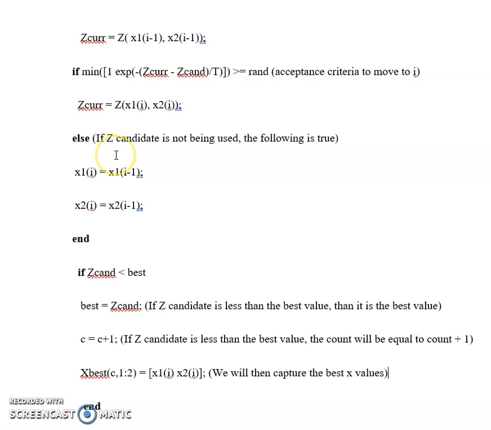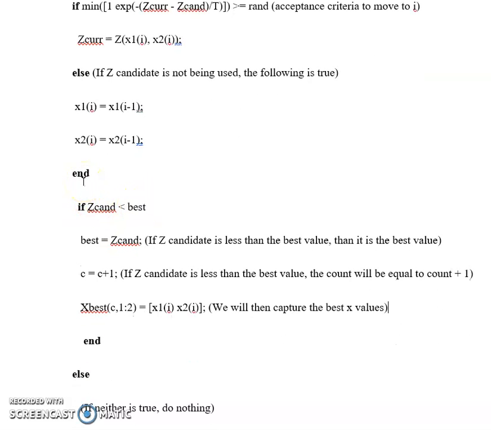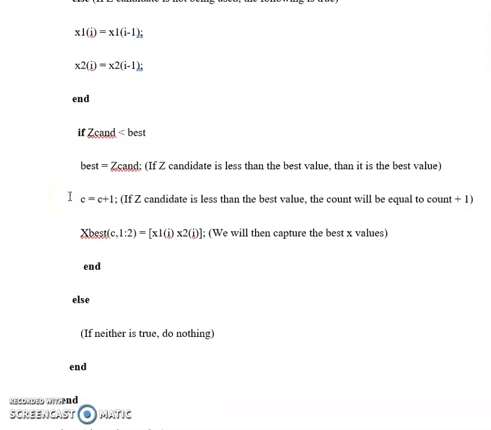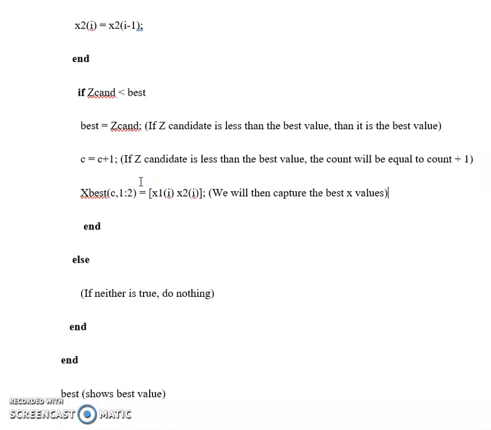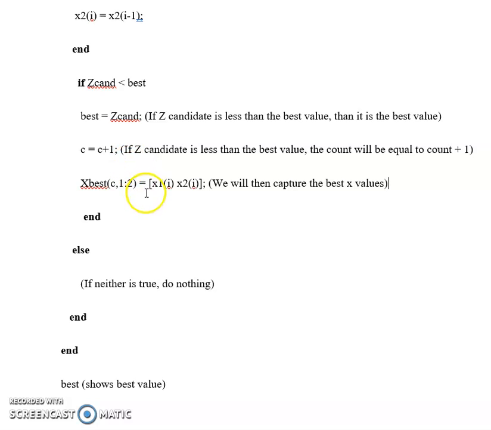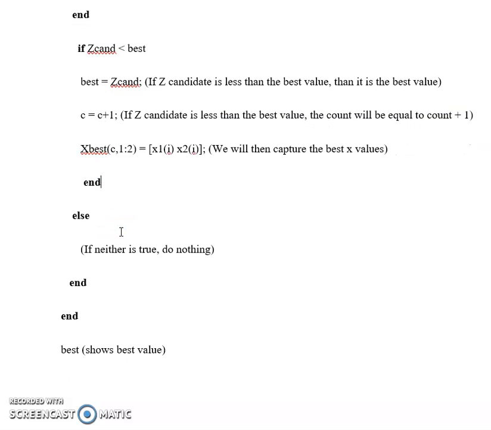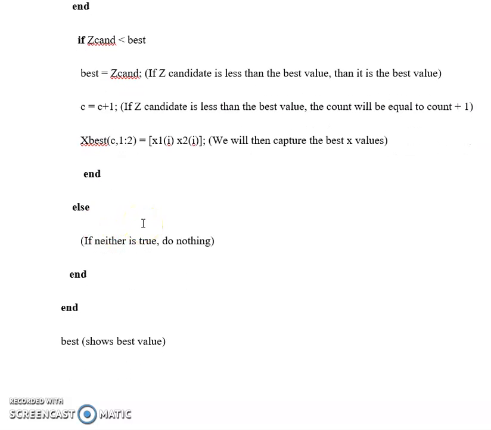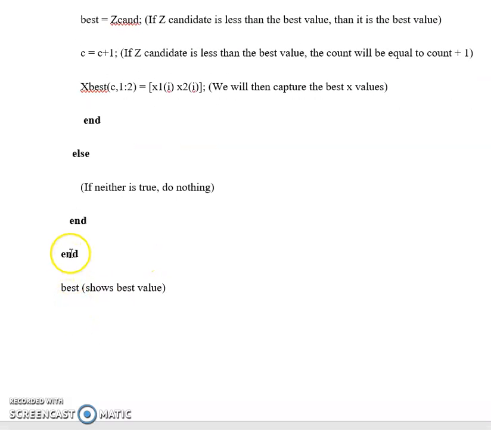Then we have our else statement here. So if z candidate is not being used, the following is true. x1 of i is equal to x1 of i minus 1, and the same is true for x2. We're going to end that else statement, sorry. And then moving down to if z candidate is less than best, then z candidate is the best value. Our count is equal to itself plus 1, and then you're going to capture the best x values with this function right here. That'll end that if statement. And if neither of these if statements are true, we're going to do nothing. And then after the for loop is ended, we're going to show our best value.